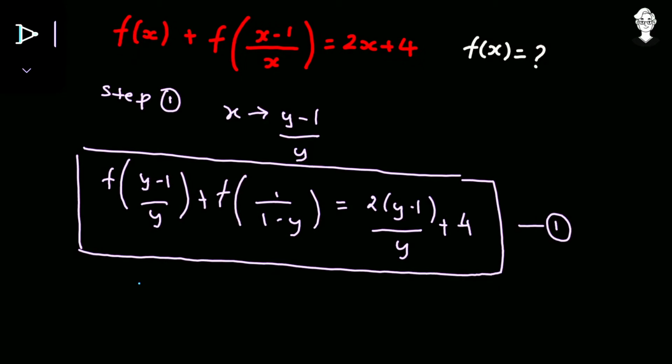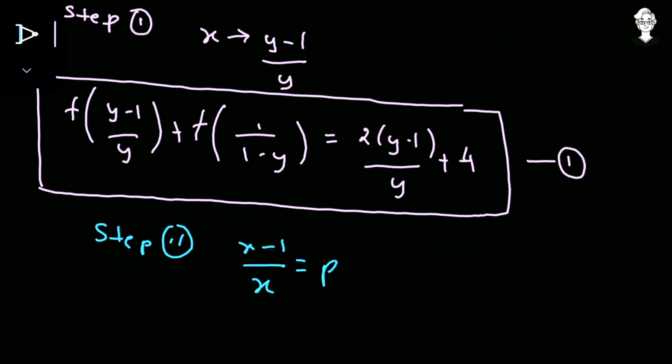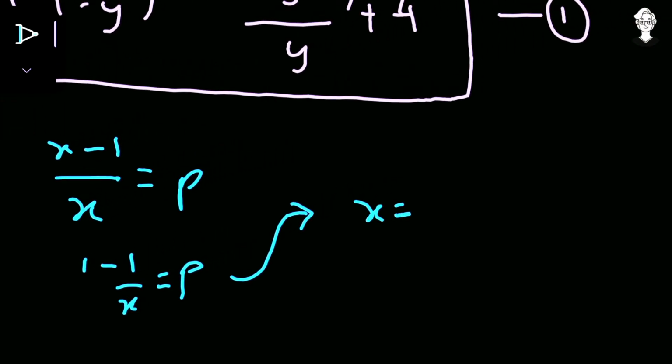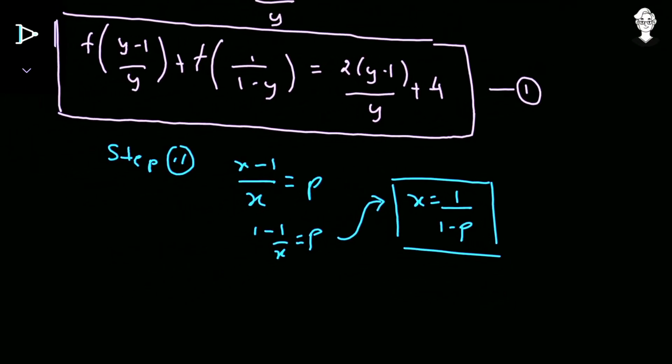Now let us proceed to step 2. In step 2, we will replace (x - 1)/x with some other value, let it be p. As you can see in step 1, x was replaced; in the second value we are just replacing (x - 1)/x with p. So if (x - 1)/x = p, let us have x in terms of p. It will be 1 minus 1 upon x is equal to p. Separate the denominator over here to get this. Now from here we have that x is equal to 1 upon 1 minus p. This is very simple.